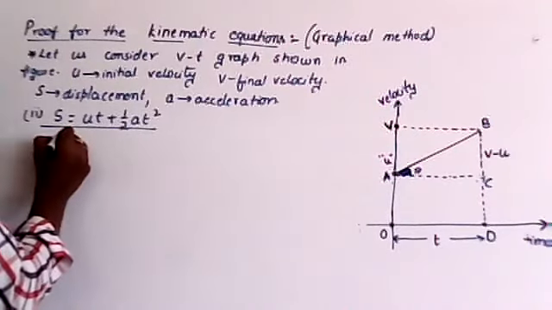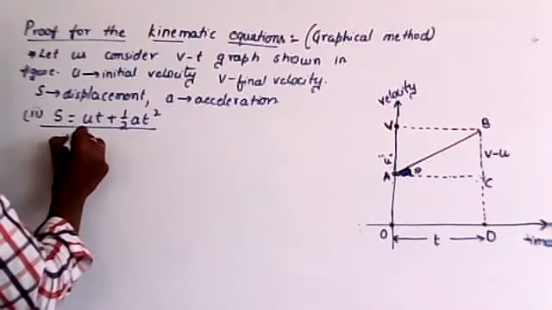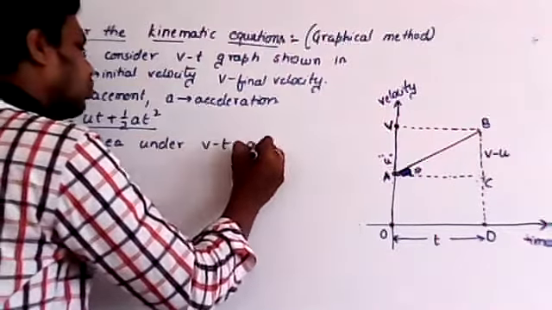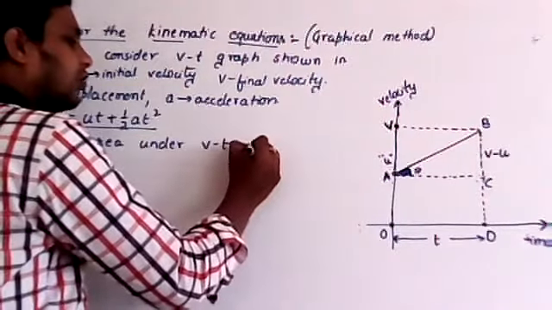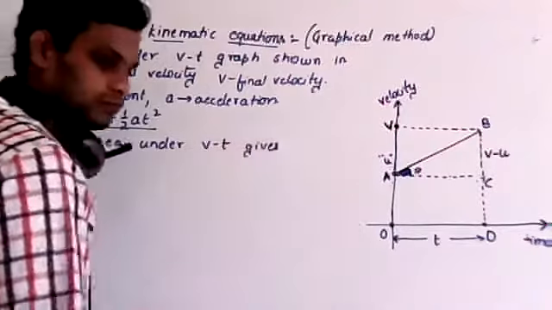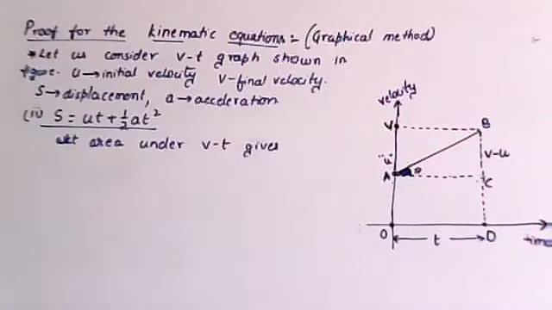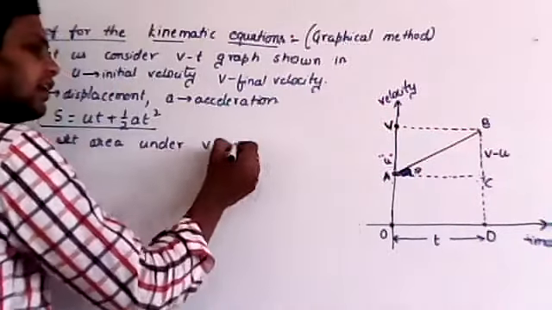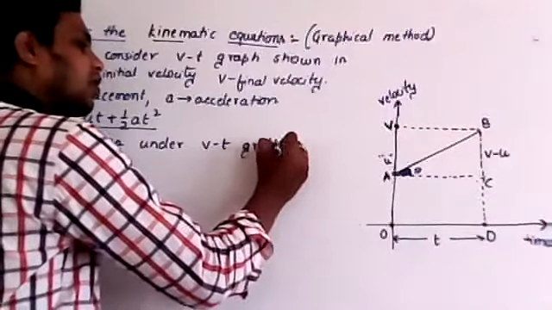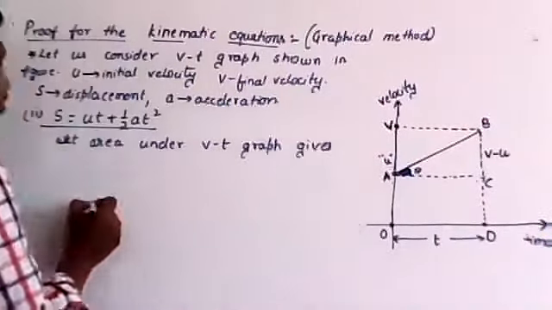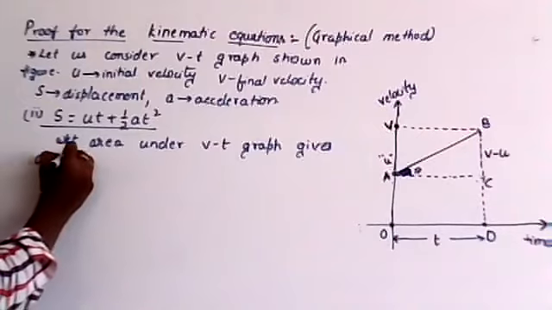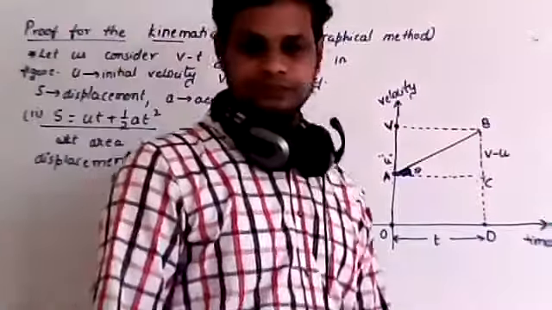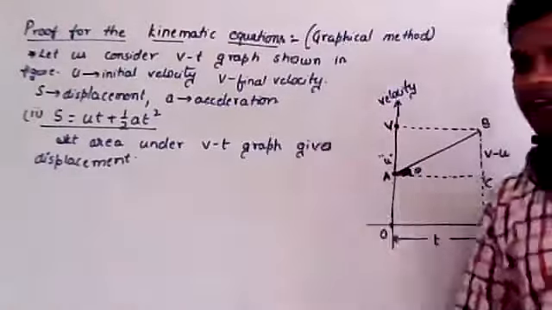Now, listen. We know that the area under a velocity time graph gives what? Displacement. We already discussed that point yesterday. So the area under a velocity time graph gives displacement.